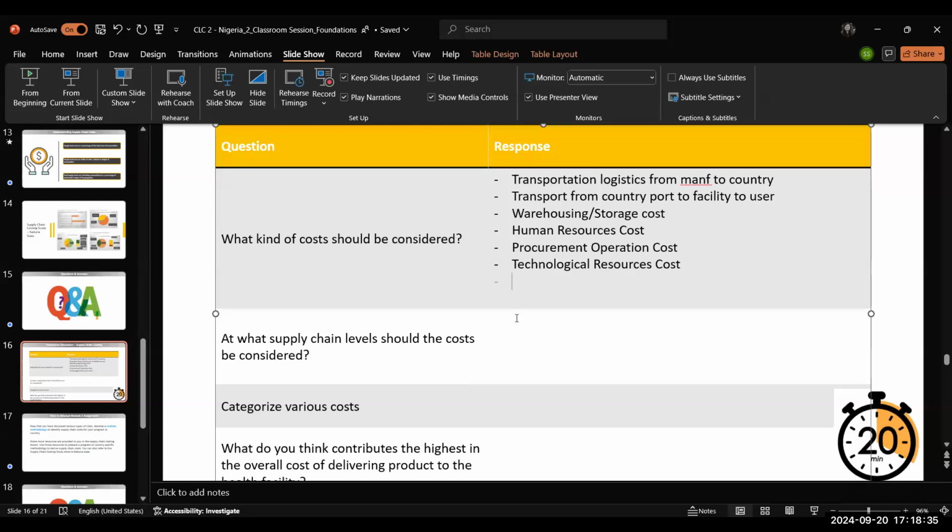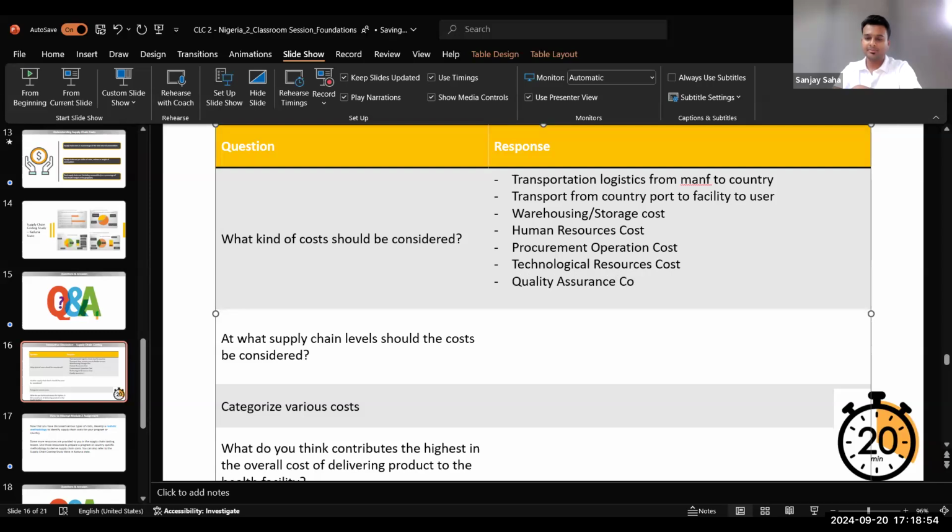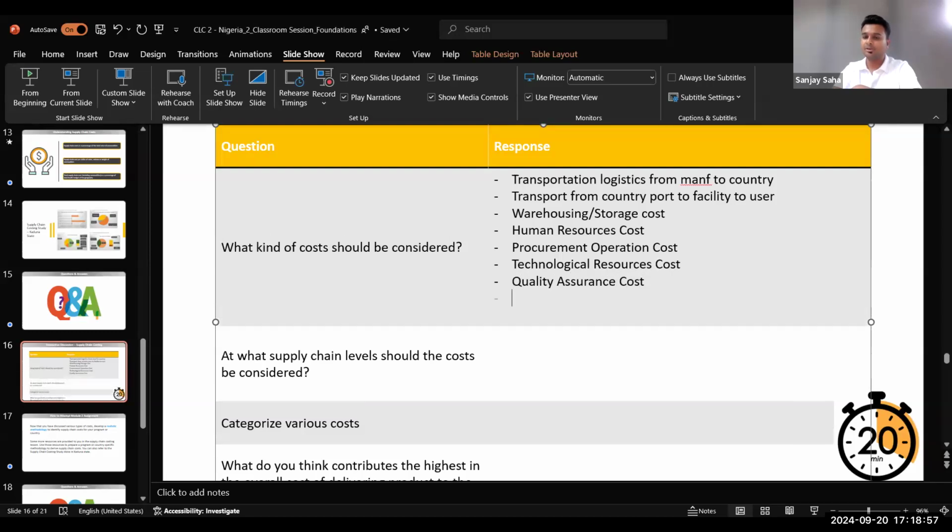So Sanjay, I don't know where you add this. I don't know if it's part of supply chain. Sometimes when you procure commodity, you have to do quality assurance. You take it to the lab. You have to sample and make sure of the quality of products before it moves to the customers. Quality assurance cost. Absolutely right.